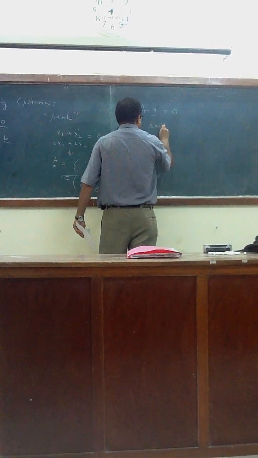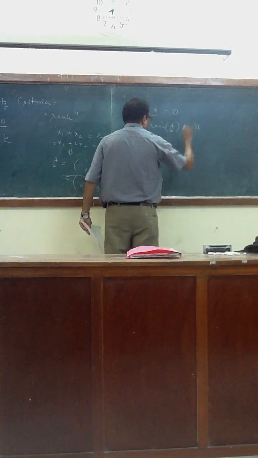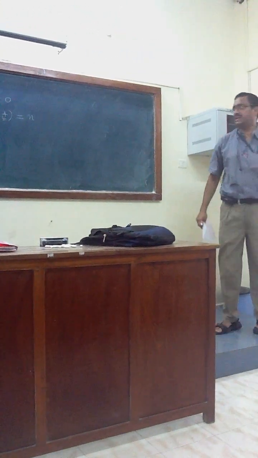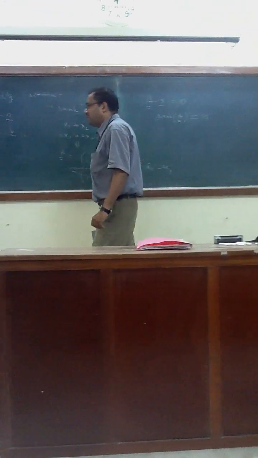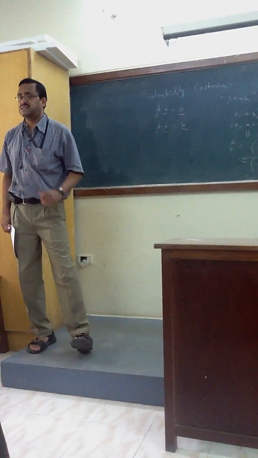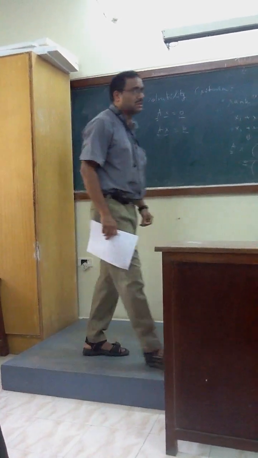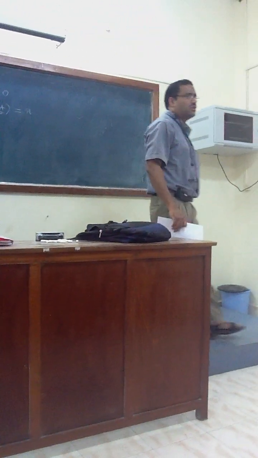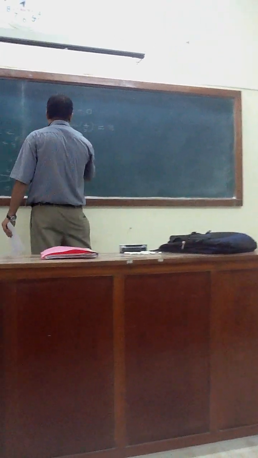Rank of A equals n. What will you get? n is the order of the matrix, the square matrix. What will be the case if the rank of A equals n? Determinant of A is 0 or non-zero? Non-zero. What solution will you get? Unique. And what's the value of the solution? 0. Trivial solution.